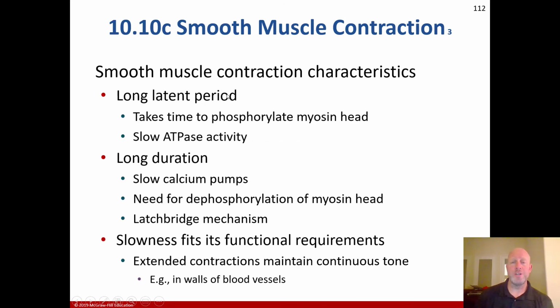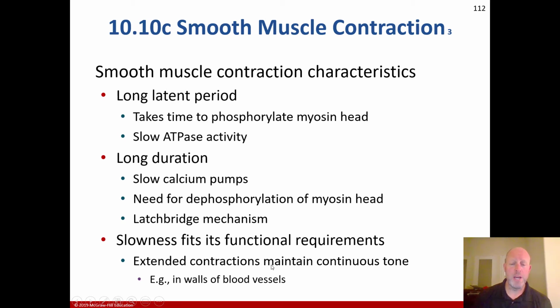The smooth muscle contraction characteristics: there's a long latent period where it takes time for the phosphorylation of the myosin head there to slow ATPase activity. Long duration of the contraction period, slow calcium pumps, need for dephosphorylation of the myosin head, and a latch bridge mechanism which keeps us going. The slowness fits its functional requirements though, right?